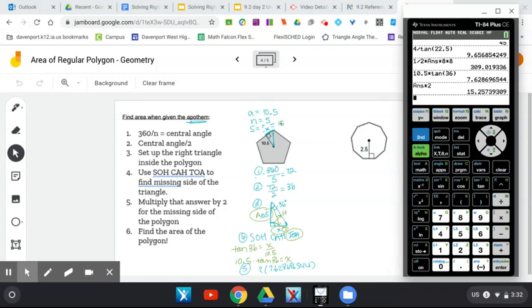All right, so now you've got that whole side length. So now you are ready for area. So step 6, you're going to plug all that in. So area equals 1/2 times 10.5 times 5 times 15.25739309.